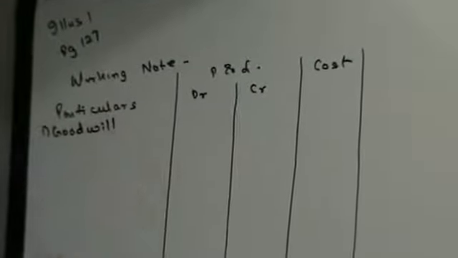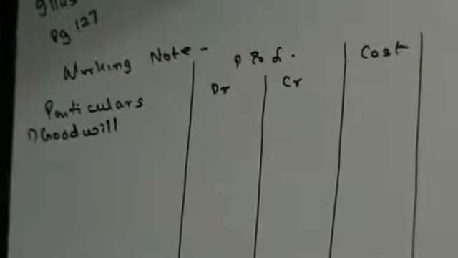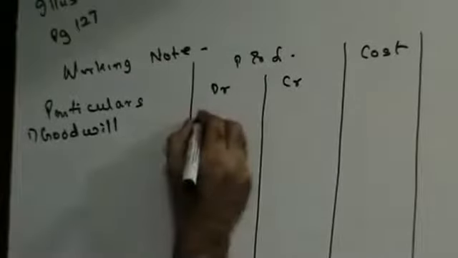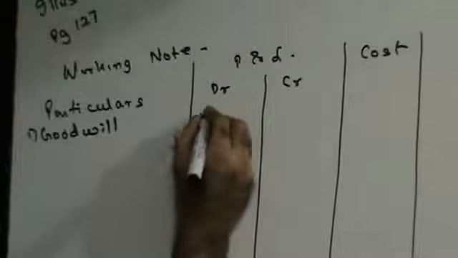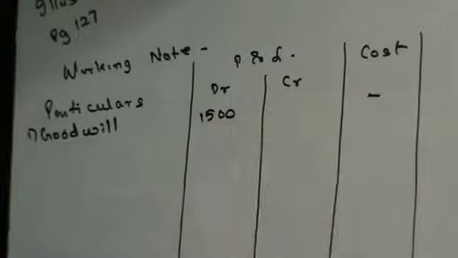Goodwill. Goodwill is an expense. Debit, expenses and losses. Credit, incomes and gain. Expense, so it will go on the debit side. They have given you goodwill written off only in financial record. P&L is your financial record. That means it has not been written off in costing records.